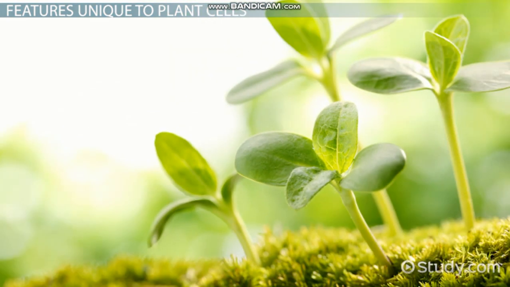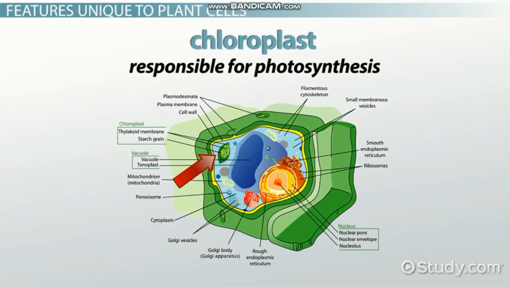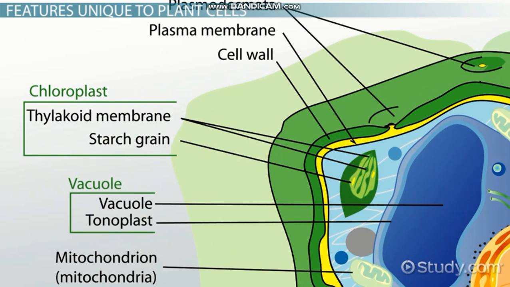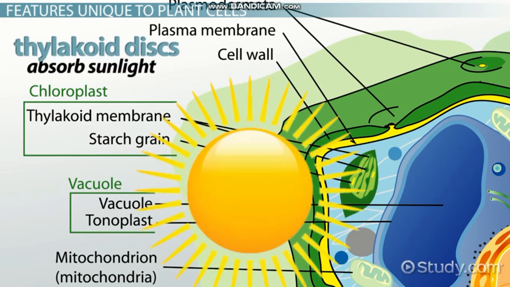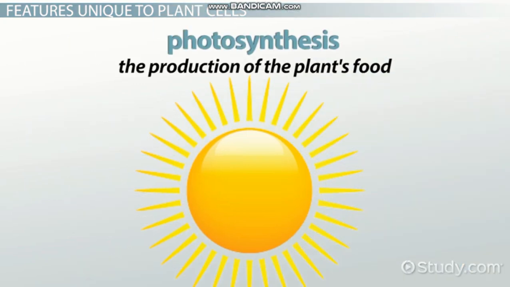Plants are not able to move from place to place, so they need a way to make their own food. An organelle called the chloroplast is responsible for photosynthesis. Plant cells can contain multiple chloroplasts, sometimes hundreds of them. Chloroplasts are surrounded by a double membrane and contain stacks of membrane-bound thylakoid discs suspended in a fluid interior known as the stroma. Pigments in the thylakoid discs absorb sunlight, and this energy is used to power the production of the plant's food via photosynthesis. No running to the kitchen for these guys.